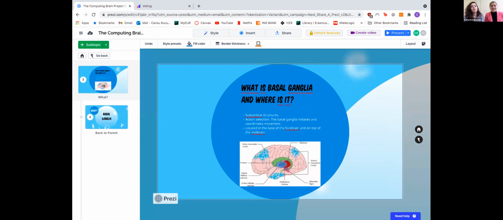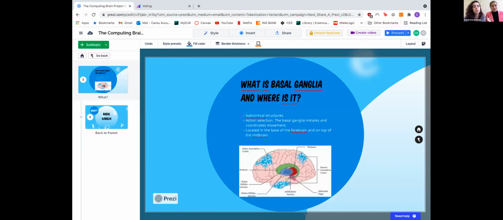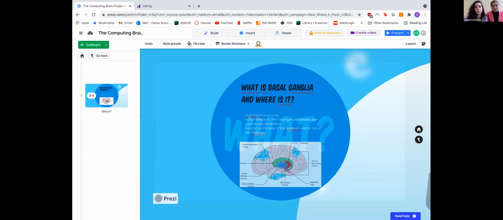Okay, so the basal ganglia is a group of subcortical structures, and the main thing that the basal ganglia does is action selection, via initiating some actions and suppressing other actions with the direct, indirect, and hyperdirect pathways.